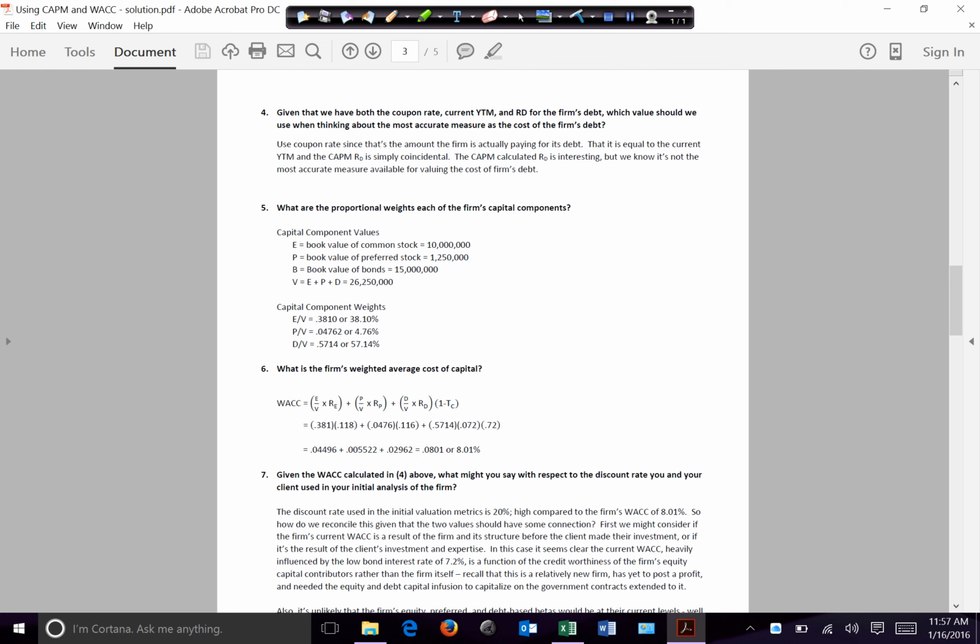Someone was asking me after class the other day if RD wouldn't already have been reduced by this 1 minus tax, and it wouldn't be. The WACC equation is the weight times the cost times the tax adjustment. So RD is a pre-tax cost. When we put it into the WACC equation, we then adjust it for after tax. So if you use those values, now we're looking at 8.01% when you calculate that together.